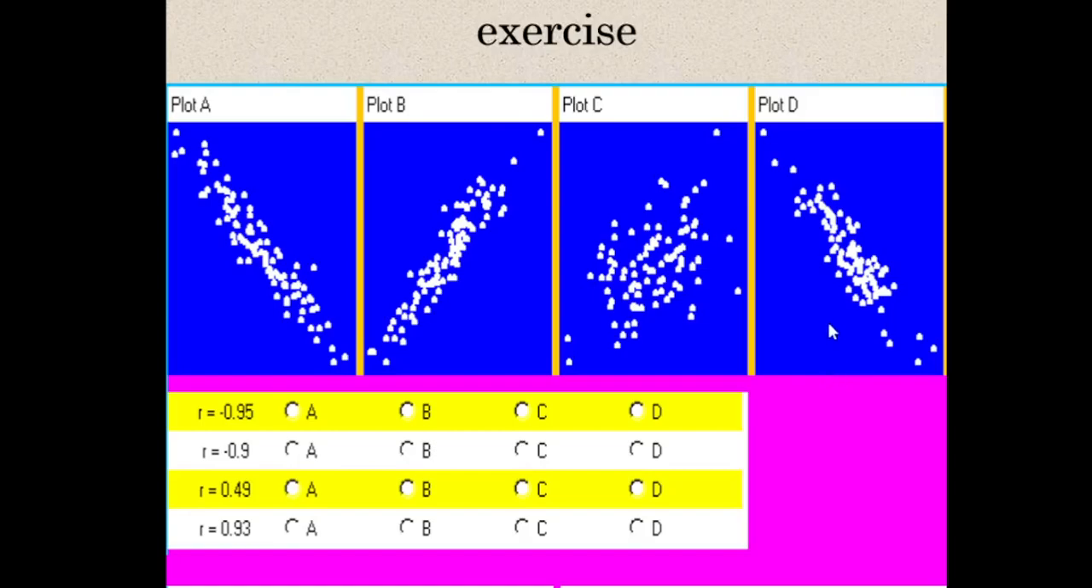Out of this plot, 2 are negative and 2 are positive. So these two values are negative, minus 1 and minus 0.95. Which one seems to be more strong, this one or this one? This one looks more strong. So this is minus 0.95 and this is 0.9. Now there are two positive ones. Which one looks stronger? This one. So 0.93 and 0.49 is weak. Weak means more scattered. Again it is positive, look at the positive value.